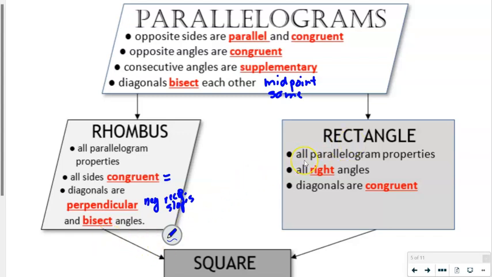Then when we talk about the rectangle, it says all parallelogram properties and all right angles. Again, how do we determine that? That means they're perpendicular, and that means the slopes are negative reciprocals again. Okay, and then diagonals are congruent. That means they're equal. Okay.